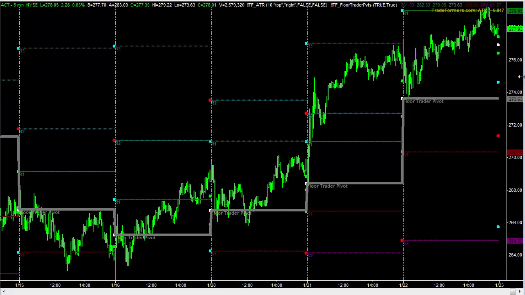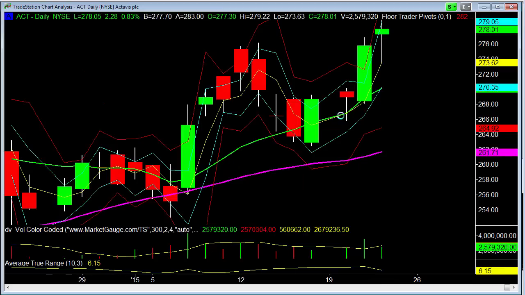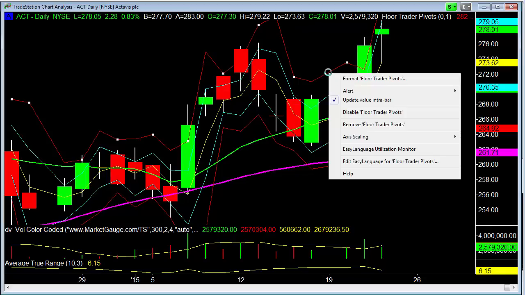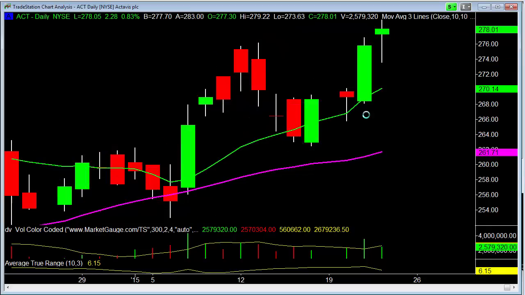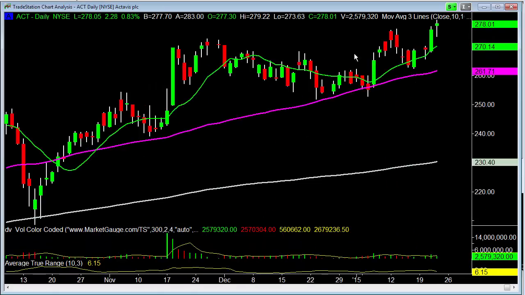Right, so ACT's been really strong. Let's take a look at ACT on a daily chart for a second so you can get a sense of it. Okay, so here's ACT. And so yesterday ACT was really strong. I had a nice big range day. The daily chart looks really good.